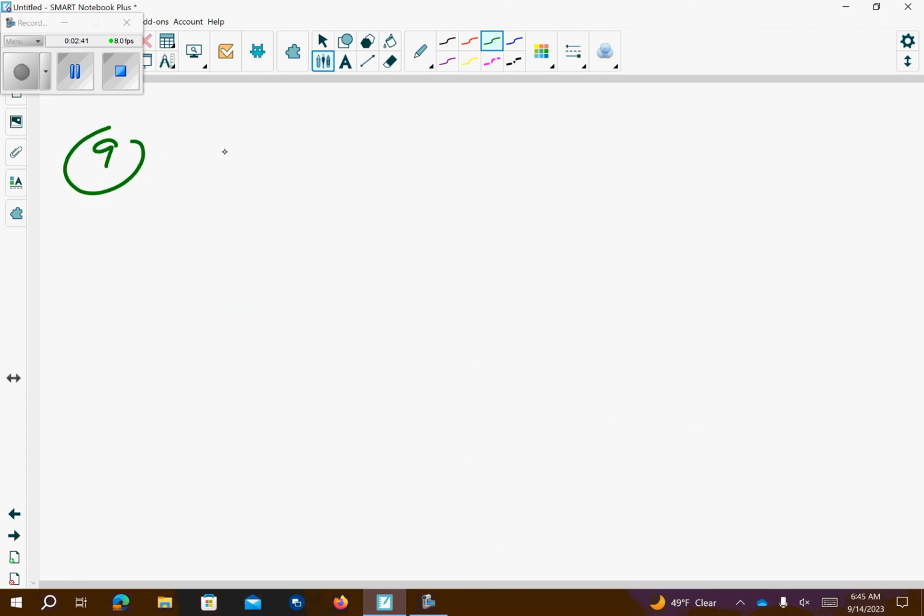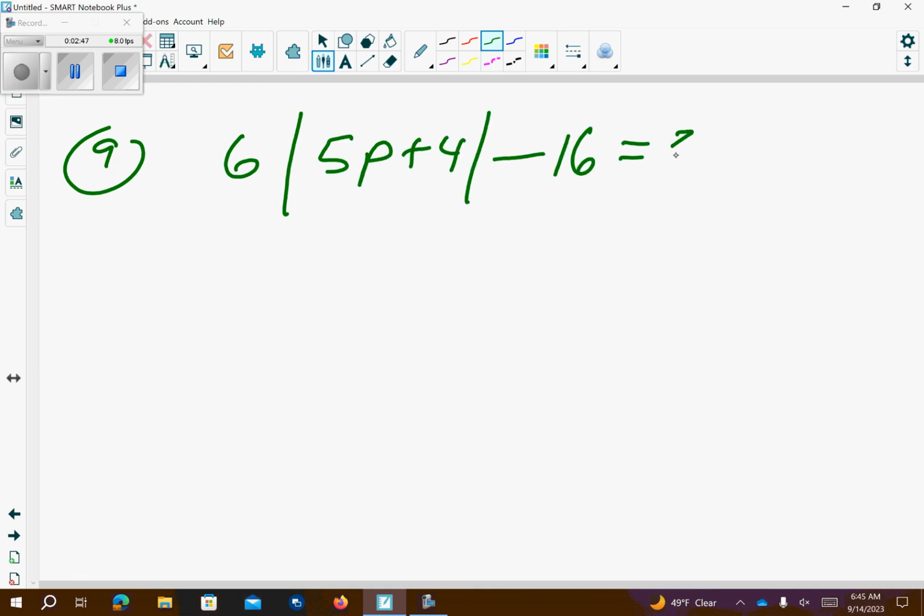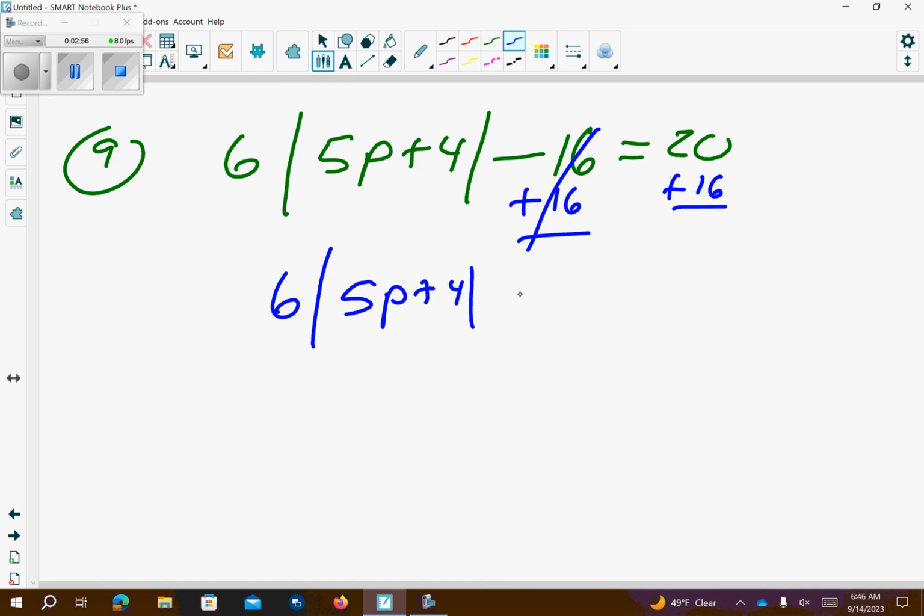Number 9, we have 6 times the absolute value of 5p plus 4, minus 16 equals 20. Let's add 16 to both sides. I want the absolute value all by itself. Then I'm going to divide each side by 6. Those cancel.